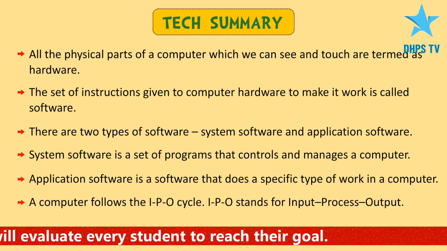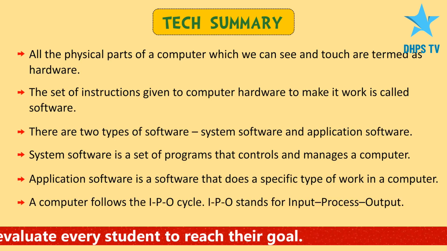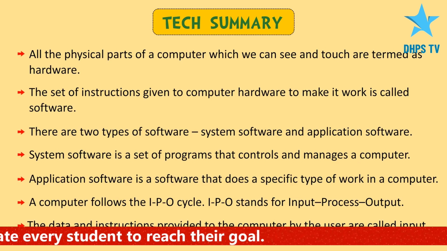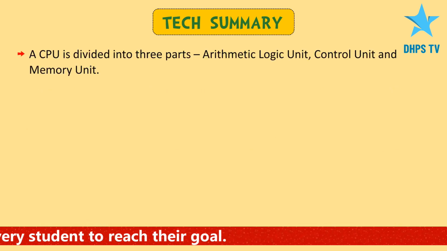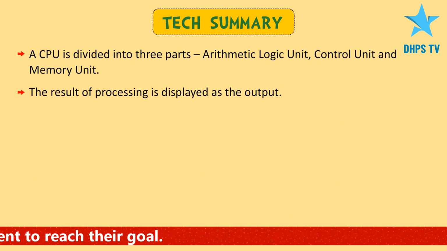A computer follows the IPO cycle. IPO stands for input, process, output. The data and instructions provided to the computer by the user are called input. A CPU is divided into three parts: arithmetic logic unit, control unit, and memory unit. The result of processing is displayed as the output.